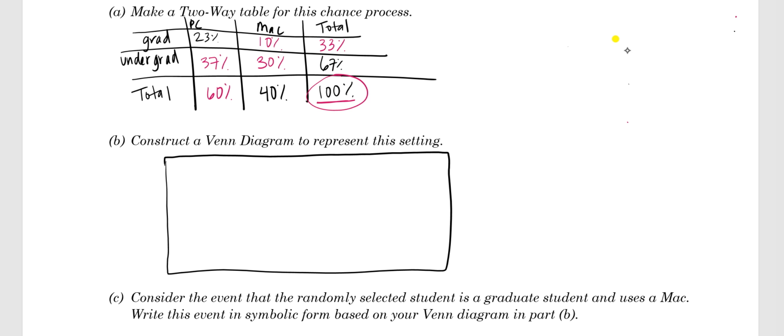Okay. Next, I would like my Venn diagram to have some overlap. So I am going to draw 2 circles, or bulbous things, if you will. And then finally, I am going to label my 2 circles with 2 events. And to be clear, I have 4 events as options. I have graduate, undergraduate, PC, and Mac.